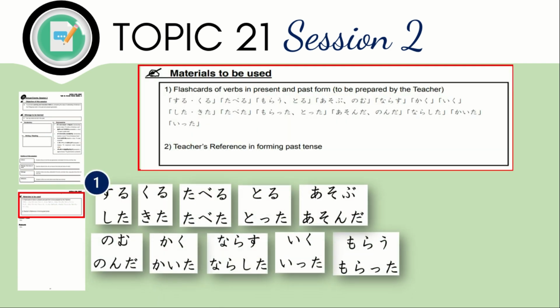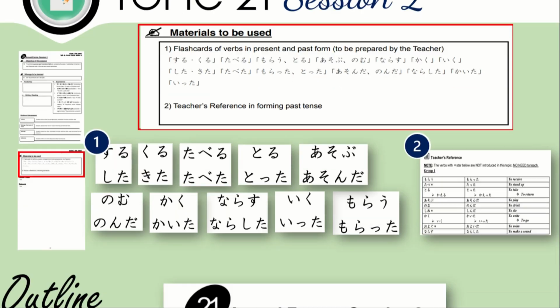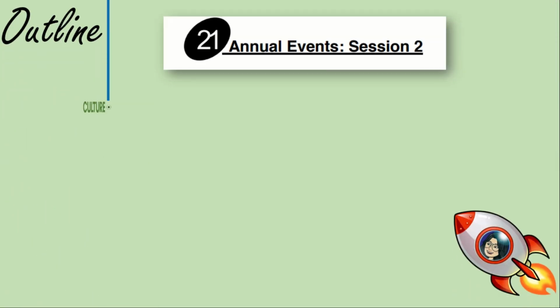We have here the first one. This is to be prepared by the teacher. So you can print or write this one in advance, whichever you prefer. And the second one is the teacher's reference in forming past tense. And this one shows the outline for the session.